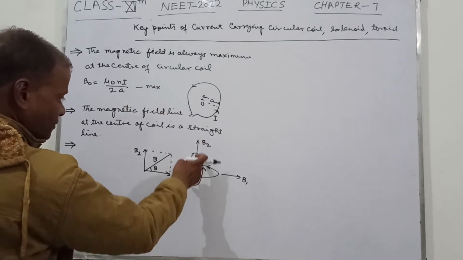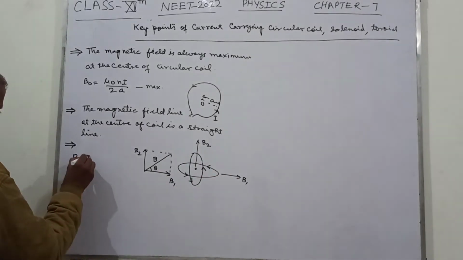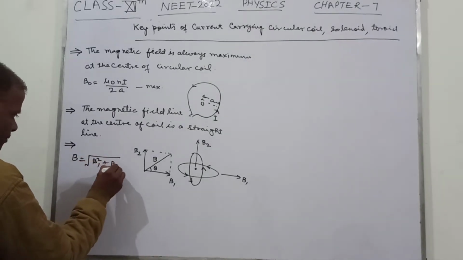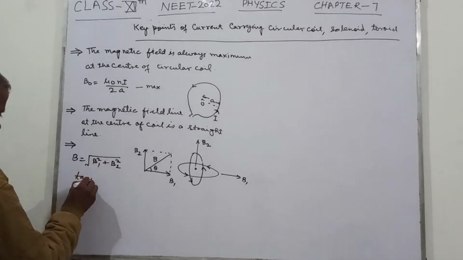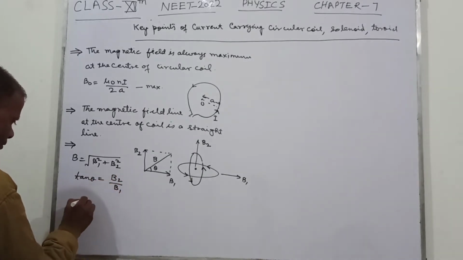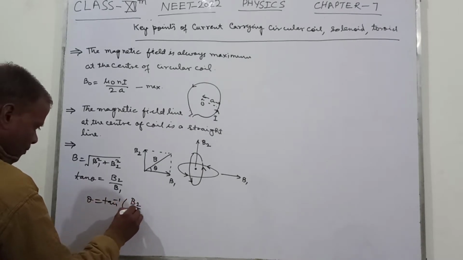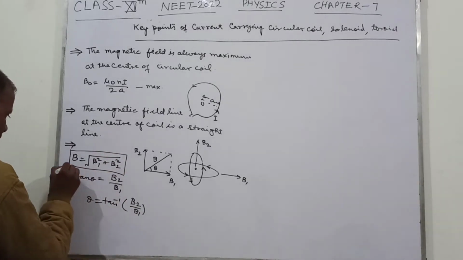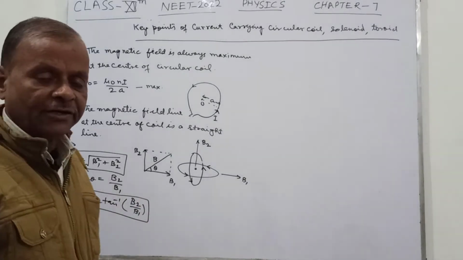So the resultant B is equal to the square root of B1 square plus B2 square. And tan theta is equal to B2 upon B1, so theta equals tan inverse B2 upon B1. This is the resultant magnetic field and this is the angle between the two magnetic fields.